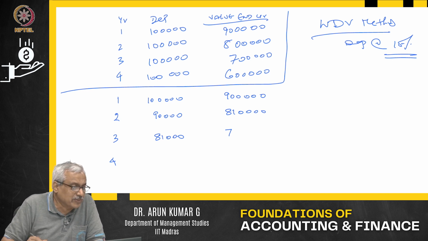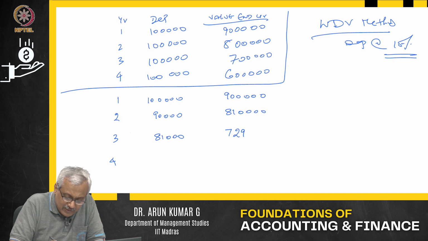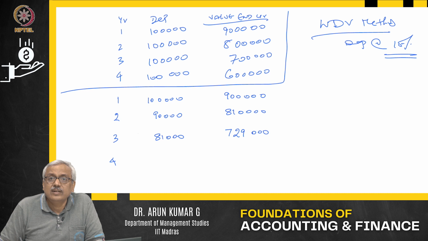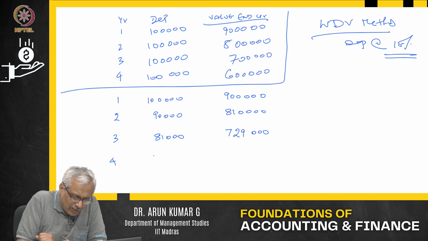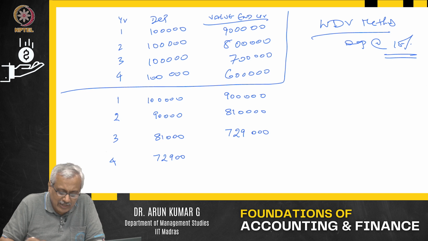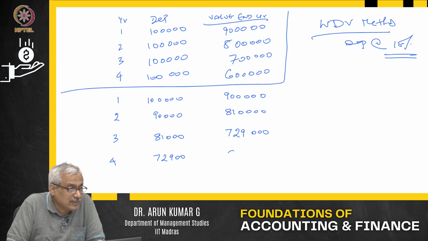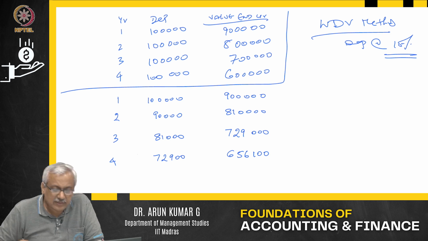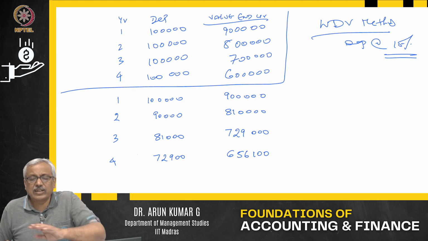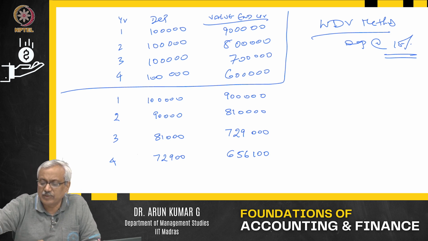8,10,000 minus 81,000 is 7,29,000. Beginning of the fourth year or end of the third year. So, fourth year, what is the depreciation? 72,900 is the depreciation. So, what is the value of the machine? 6,56,100, and so on it goes. This is what we call the WDV or written down value method.